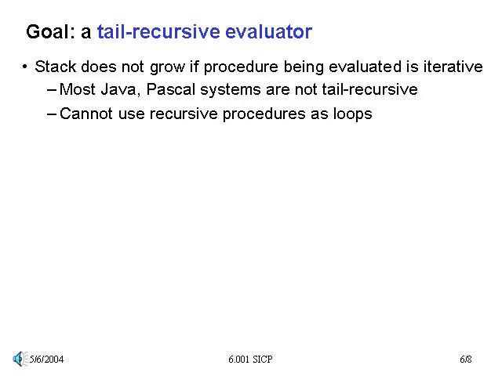Now our goal is to build that evaluator, to implement eval in register machines. But to do this, we actually want a very particular kind of evaluator. We want to use that idea from last lecture of doing something that's tail recursive. What does that mean? It says the stack should not grow if the procedure being evaluated is actually iterative. This is not true of most languages. For example, most Java and Pascal systems are not tail recursive. And as a consequence, you cannot use recursive procedures as loops. The reason is that, in fact, it will cause the stack to explode on us.